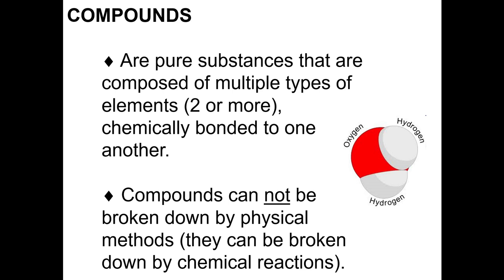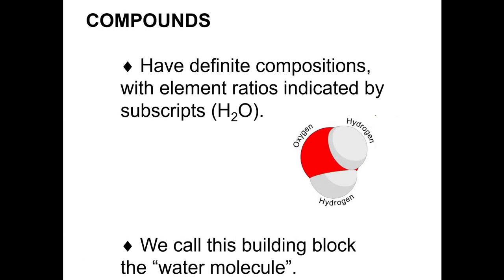So when you compare a compound like water, H2O, two hydrogens and one oxygen, versus ozone, which is three oxygens, water is a compound because there are two different things. Ozone is not a compound because it doesn't have two different things. It's just a molecule of oxygen called ozone. There are three atoms of oxygen. Whoa, complicated. Compounds have definite compositions. That means they're put together in a certain way. You put a little subscript, H2, the 2 means you have two hydrogens, and we call this building block the water molecule.